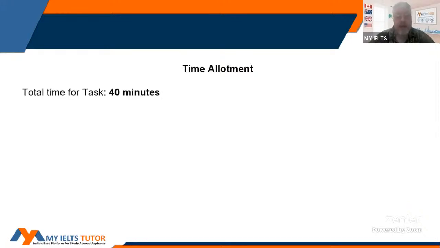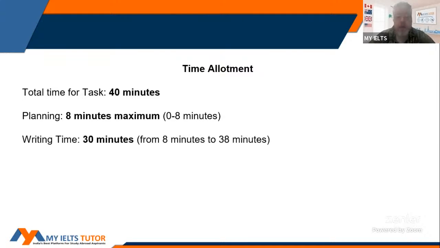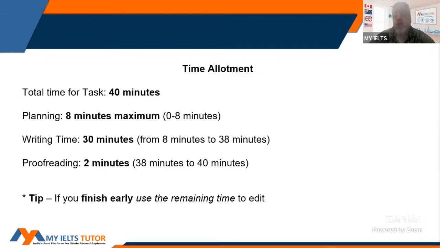Okay, so now we have our time allotment. Time allotment is this: you have 40 minutes for the total time. Planning is 8 minutes maximum. You should finish all the planning within 8 minutes. Your writing time, you should give yourself 30 minutes to write. That's a reasonable amount of time to write. And then proofreading, 2 minutes. Give yourself 2 minutes to proofread, to edit your work at the end. And if you finish early, use the entire time till the finish to edit your work.